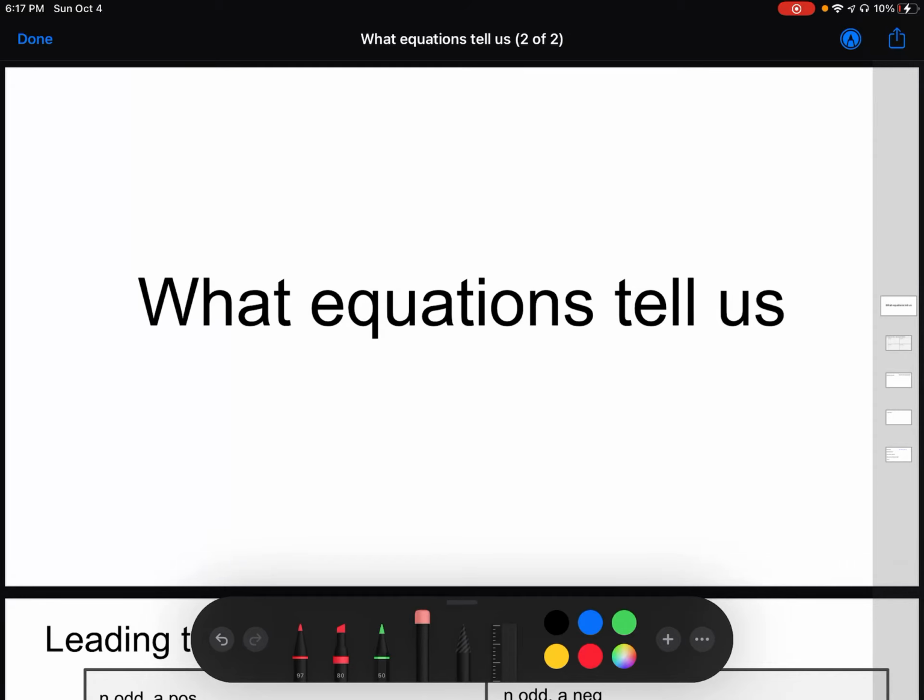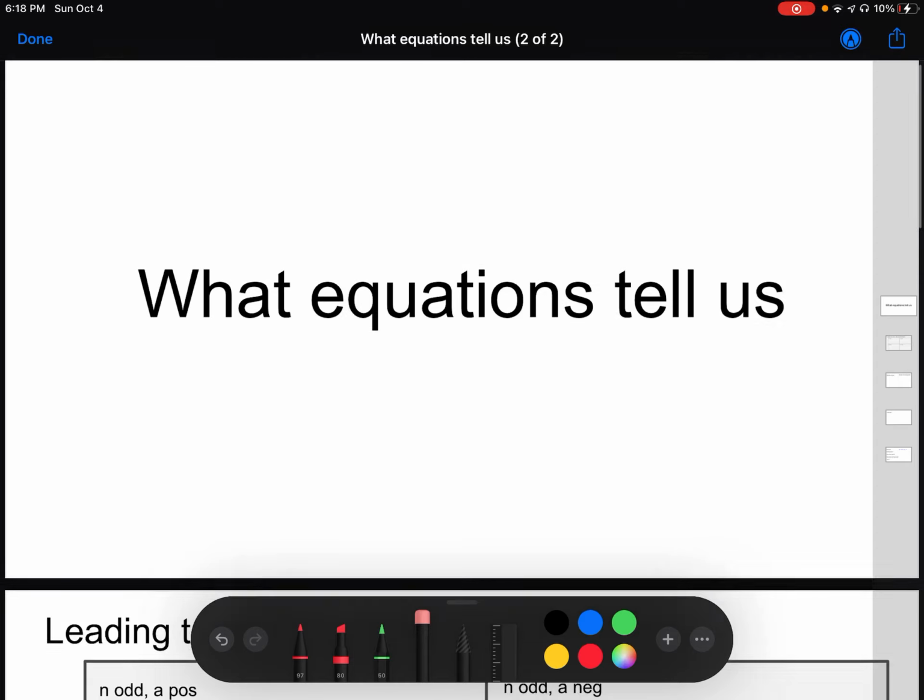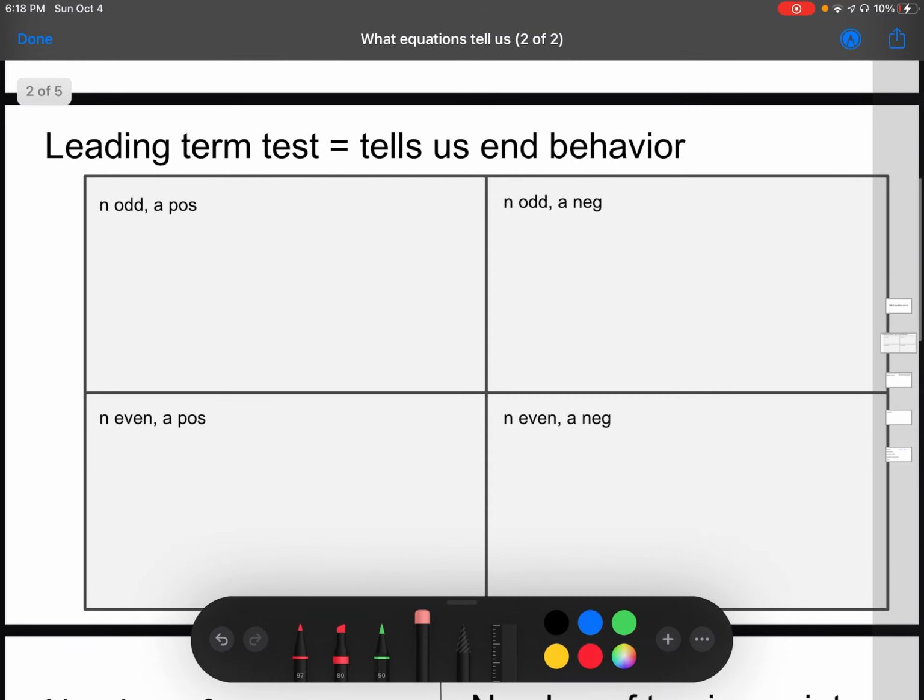In today's lesson, we're going to be learning about what polynomial equations tell us about their graphs. These are things you can learn about the graph of a polynomial just by looking at its equation. First thing is it tells us its end behavior. Looking at the equation, you can figure out what the end behavior is going to be by using what we call the leading term test.